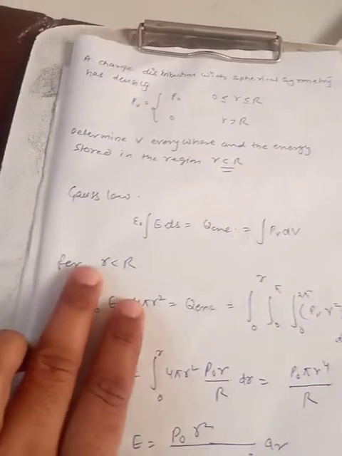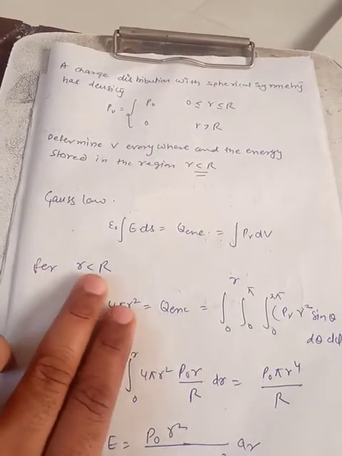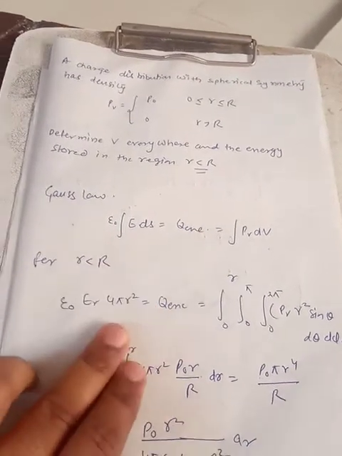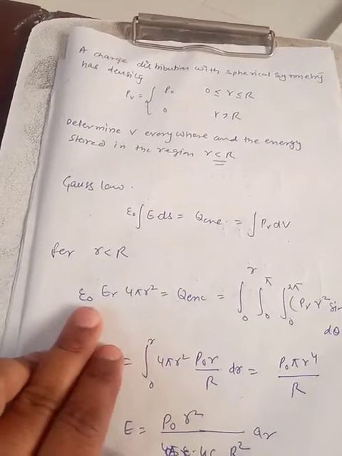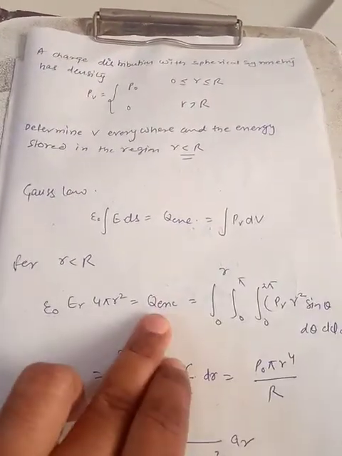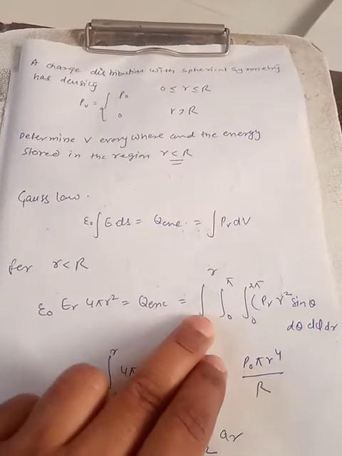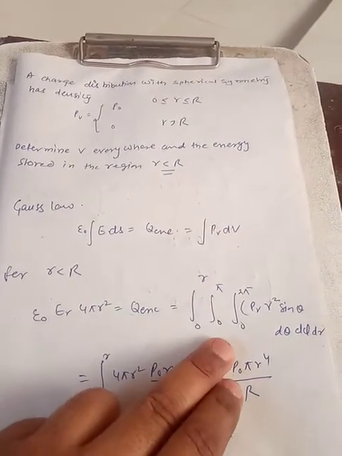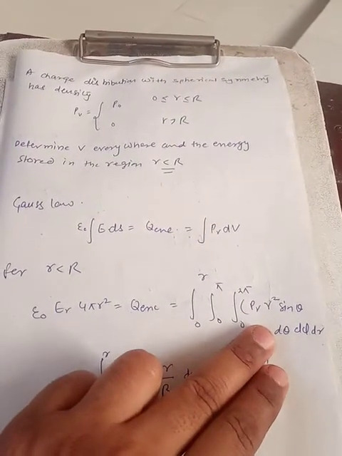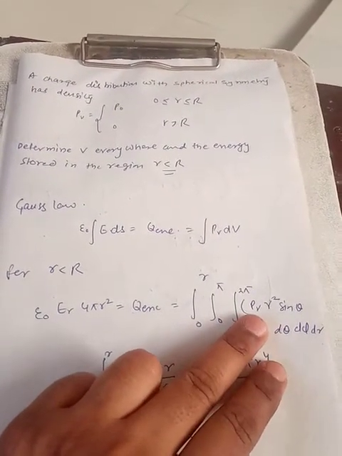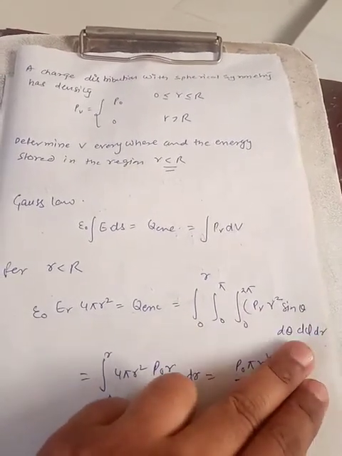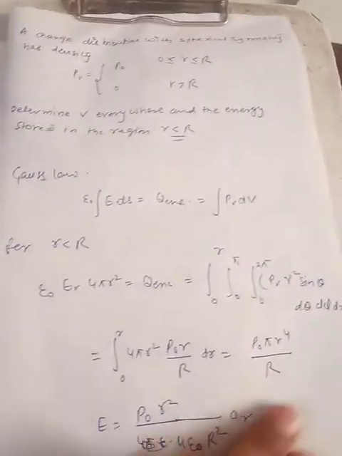Now when small r is less than capital R, the equation will become epsilon 0 E_r 4 pi r square equals the total charge enclosed in this region, integrating r from 0 to r, theta from 0 to pi, and phi from 0 to 2 pi. Further, putting in the value of rho, we get rho_0 r, r square sin theta d theta d phi and dr.